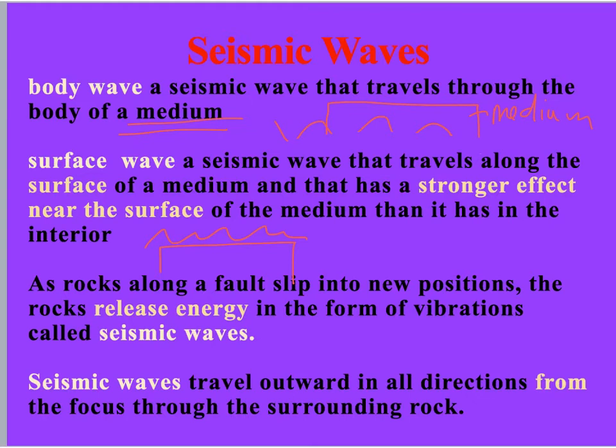As rocks along a fault slip into new positions, they release that energy. It's almost like when you release a rubber band, it creates vibrations. And that's what all seismic waves are. Really, when you get to physics, a wave is just a form of vibration. So seismic waves travel outward in every direction from the focus.